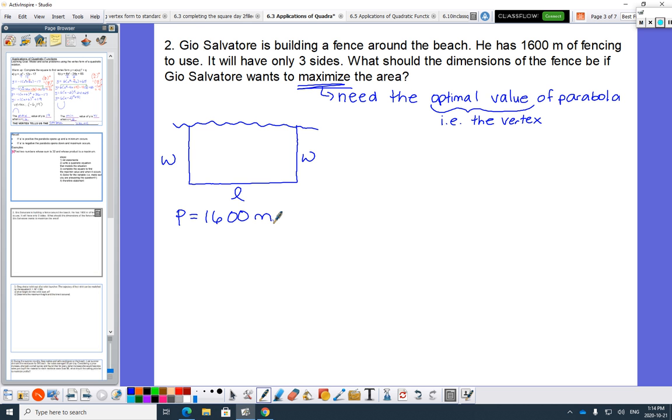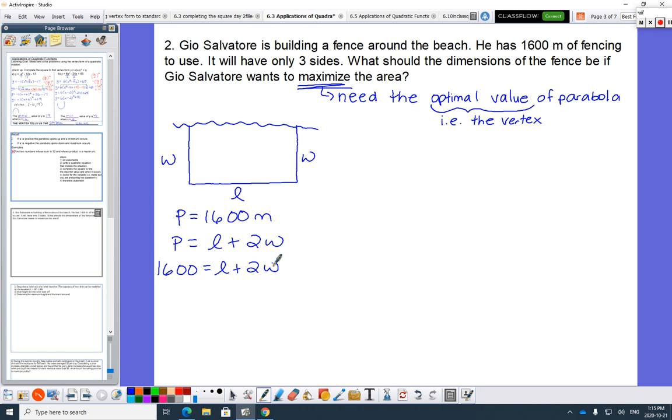Okay, so we are going to use that information to help us write our area formula. So when you have the perimeter of a rectangle, normally you would do 2 lengths and 2 widths, but we only have 1 length. But we still don't have area, and we still don't have a quadratic equation, right? There's no squared term. So we have a few more steps to do.